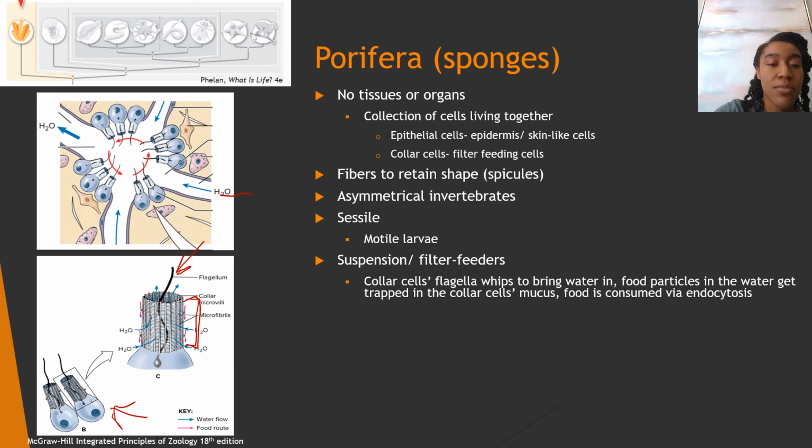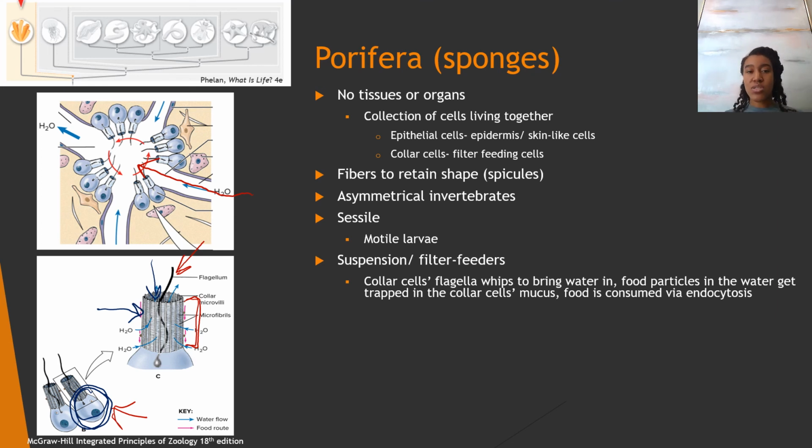So the water will come in, and let's say it gets into a pore. Within this pore, you have all these collar cells. The collar cells, in addition to bringing the water in, are responsible for catching the food. The food particles in the water will hit this collar, this netting on the outside, or fall in the inside. And then the bottom of the cell will take up that food and bring it into the rest of the sponge.